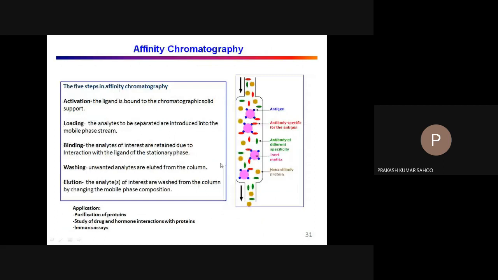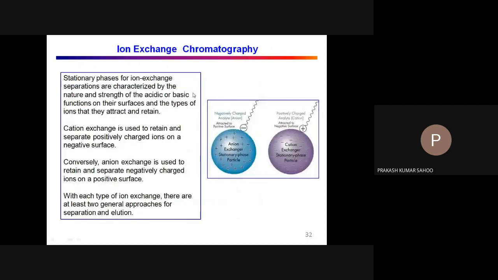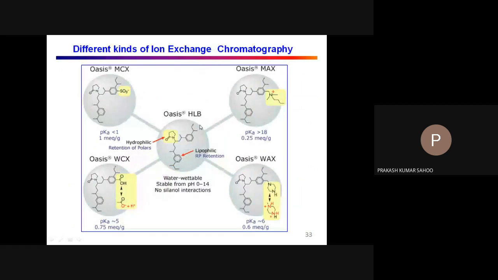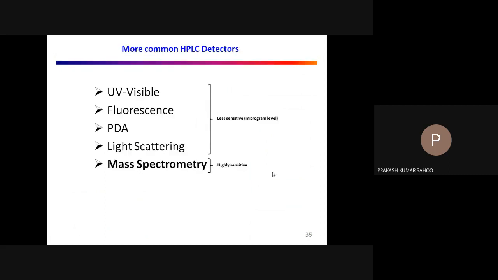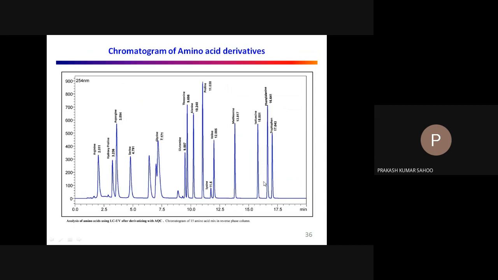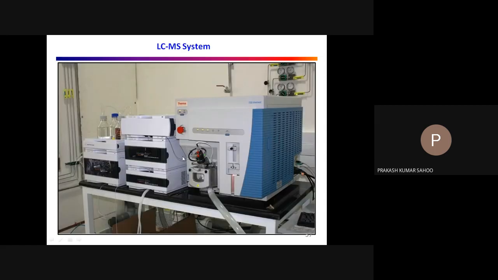These are the stationary phase, GPC, affinity, ion exchange chromatography. This is one unit, ion exchange chromatography. Then we have HPLC. This is unit 8, high performance liquid chromatography. Then we have HPLC detectors. This is one example of chromatogram. This is LCMS, liquid chromatography mass spectroscopy. This is the instrument.